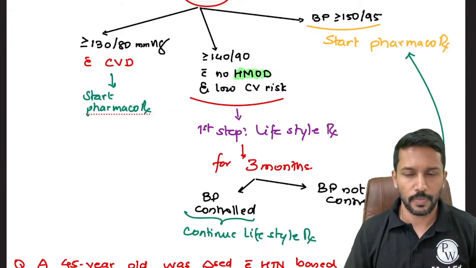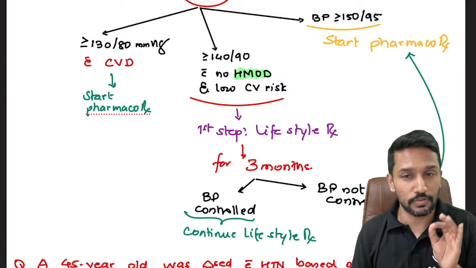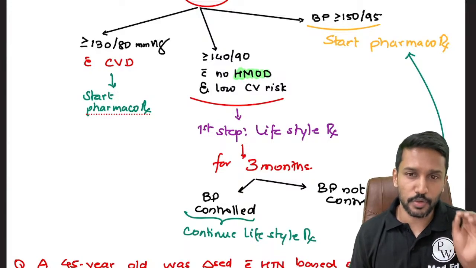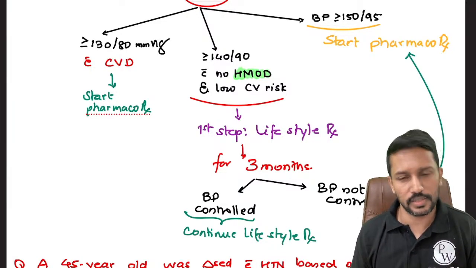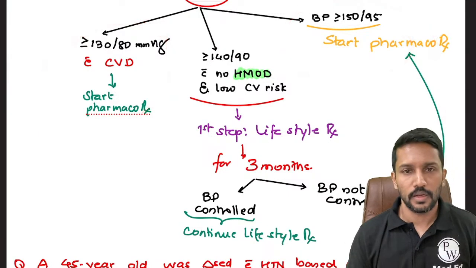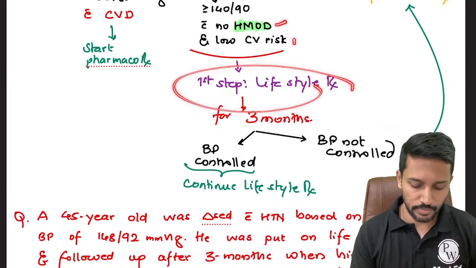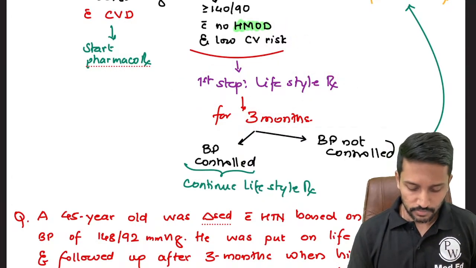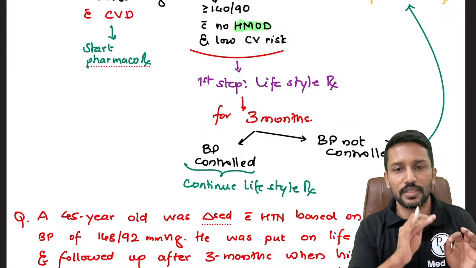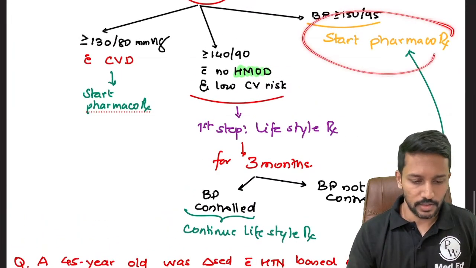Clear? So 3 categories. First thing is anyone with BP more than or equal to 150 systolic or more than or equal to 95 diastolic, we are starting the drugs. If the patient is having even BP of 130/80 but he has a coronary vascular disease, we are starting the drugs. Any other patient who does not belong to these categories, we would probably consider lifestyle modification, provided they don't have hypertension mediated organ damage and coronary vascular disease risk. We will see for 3 months. If BP is controlled with lifestyle modification, we will stick to lifestyle modification as long as BP remains controlled. If not controlled, again we have to start the pharmacotherapy.